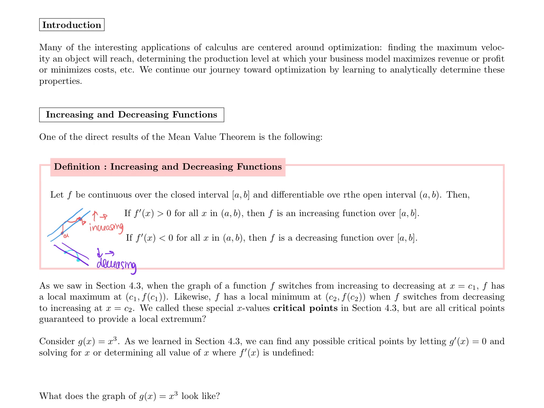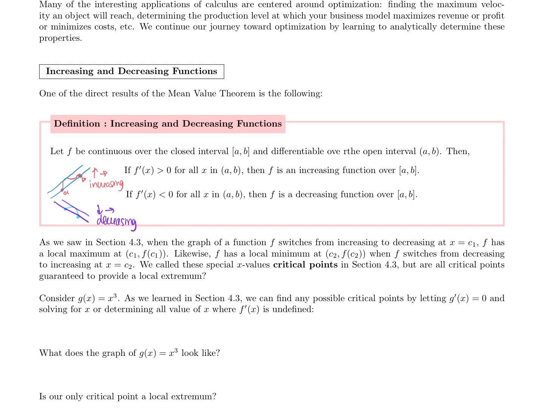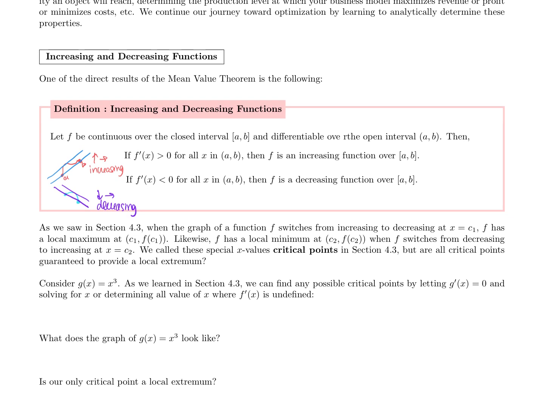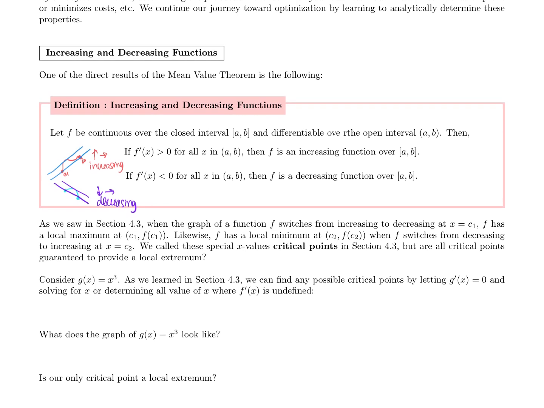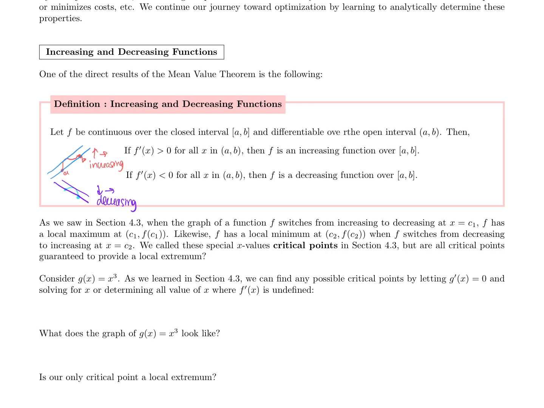As we saw in a previous section, we talked about what happens when our graph switches from increasing to decreasing and decreasing to increasing. We called those a local extremum at each point, or local extrema if we have multiple. So we said when f switches from increasing to decreasing at x equals c1, f has a local maximum at c1, f of c1. And likewise, f has a local minimum at c2, f of c2, when f switches from decreasing to increasing at x equals c2. We call these special places critical points.